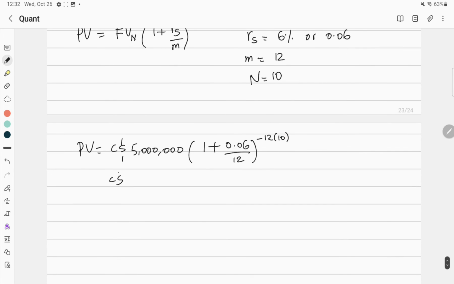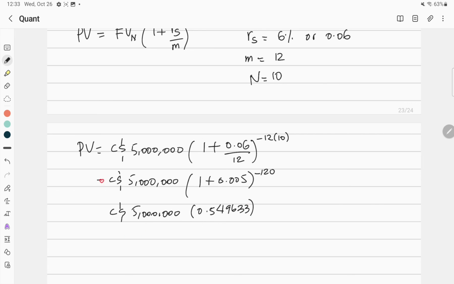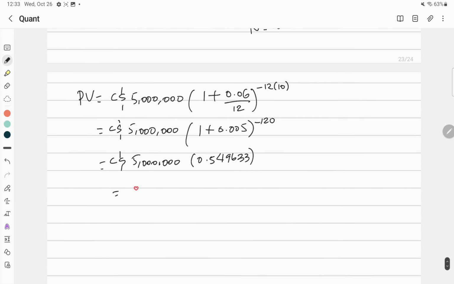Now we're going to do 5 million times 1 plus 0.005 raised to minus 120. Now this is Canadian dollars 5 million times, this is going to be 0.549633, and this will give us 2,748,163.67.